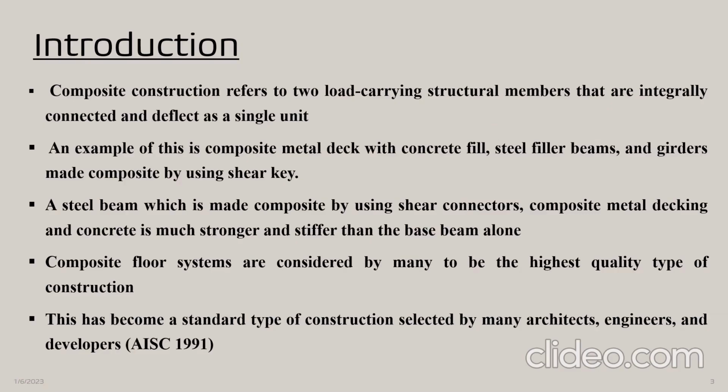Introduction. Meaning of composite construction. Composite construction refers to two load-carrying structural members that are integrally connected and act as a single unit. An example of this is composite metal deck with concrete fill, steel filler beam, and girder made composite by using shear key. A steel beam which is made composite by using shear connector, composite metal decking, and concrete is much stronger and stiffer than the base beam alone.